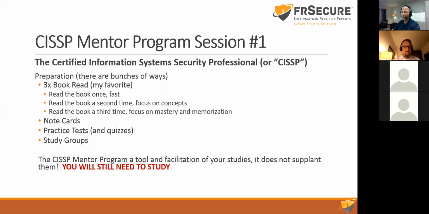And then the second time I read the book, I'm focusing on the concepts. I'm trying to put the concepts together, but I'm not trying to master it. I'm just, okay, now I've heard this term before, so I'm not stuck on that. So now I'm trying to put these terms kind of together. And then the third time reading the book, that's when I'm focusing on the mastery and the memorization. And absent of this class, truly, if you read the book 3 times and went and took the test, you'd be fine. Honestly, that's my favorite way of doing it.